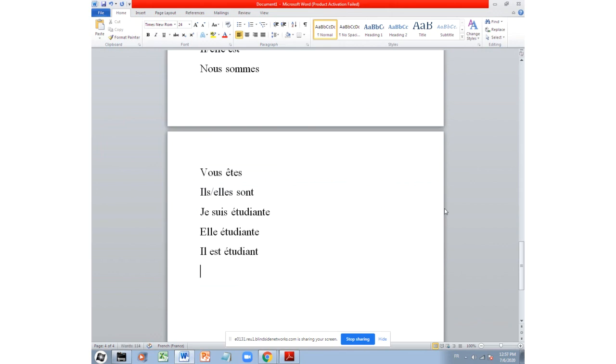Or you can also say, Phineas est étudiant. Phineas est étudiant à ZTEC. You see that the profession étudiant must agree with the gender.